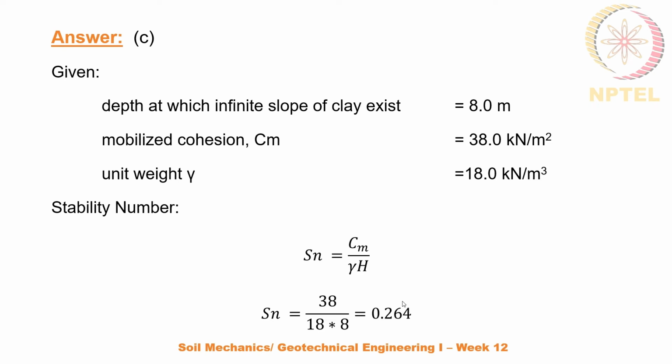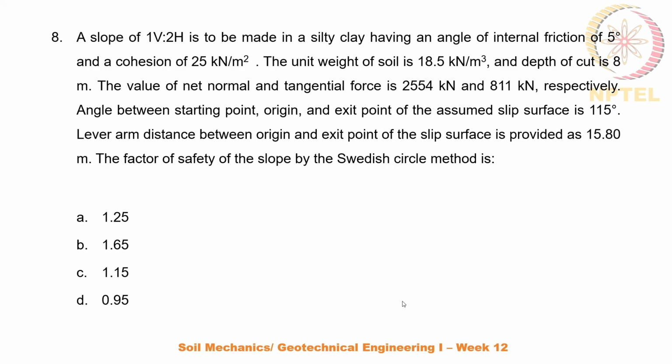Hope it's clear till now. Moving on to the next question. A slope of one vertical to two horizontal is to be made in a silty clay having an angle of internal friction of 5 degrees and a cohesion of 25 kilonewton per meter square. The unit weight of soil is 18.5 kilonewton per meter cube and depth of cut is 8 meter.